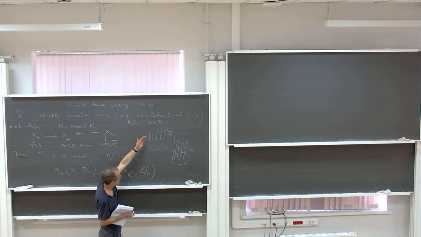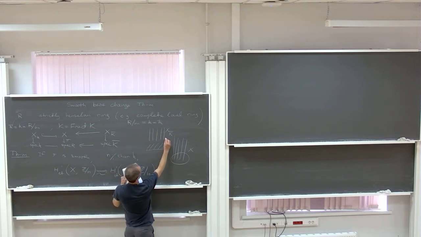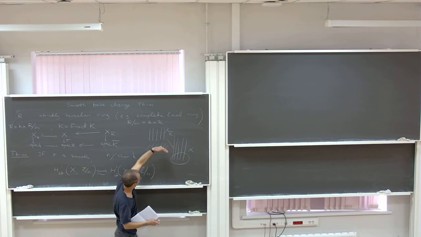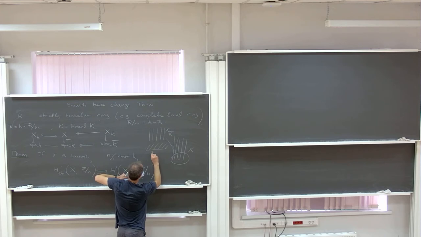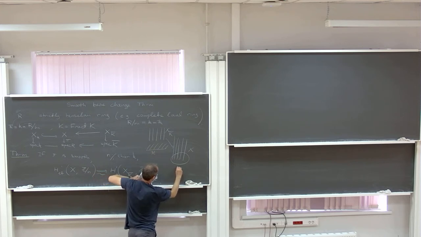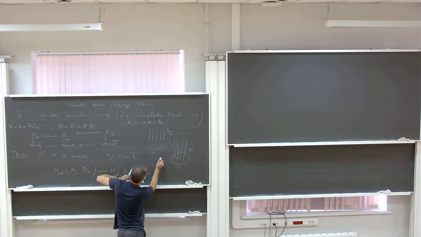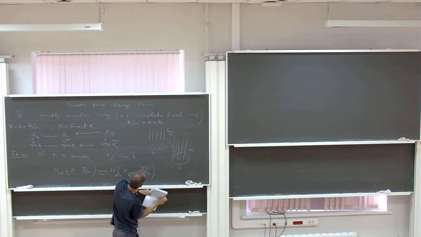And then the claim is that, so you have a map in this direction. That's just the pullback, right? This is my upper half plane. This is upper half plane. And this is the disk. So I have a map from the upper half plane to the disk, and I take the pullback.